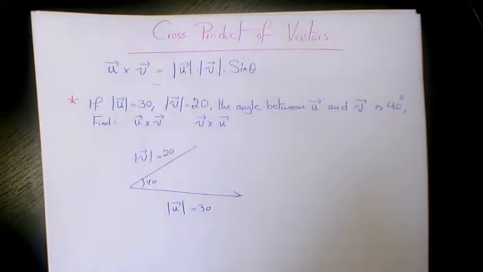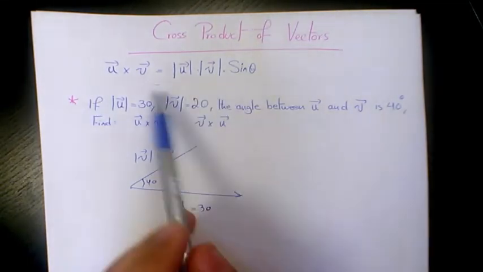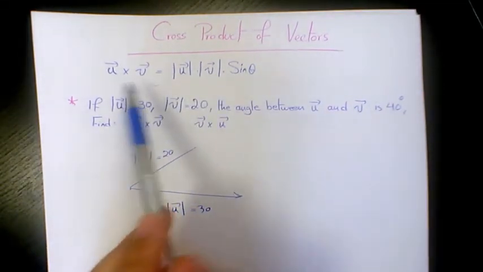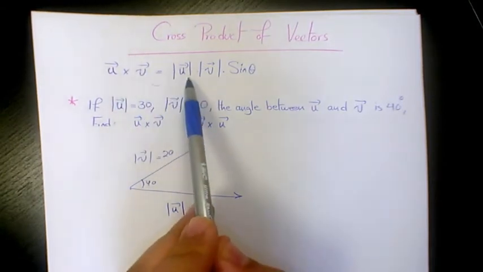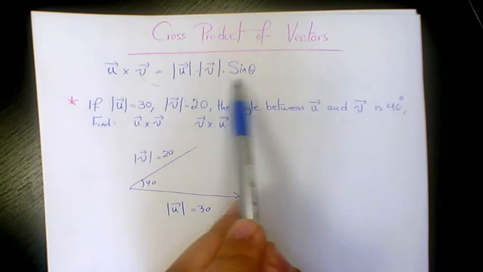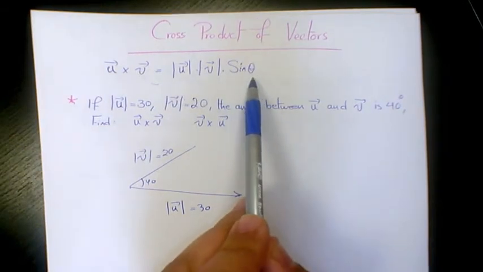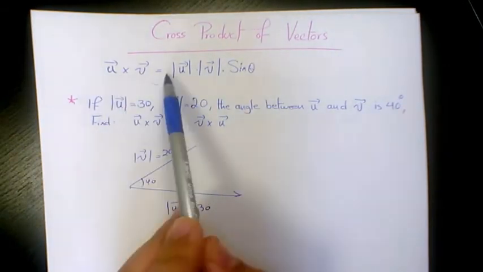In this video I want to show you the cross product of vectors. This is the formula for finding the cross product of vectors, which is u cross v equals the magnitude of u times the magnitude of v times sine theta. And theta is the angle between u and v.